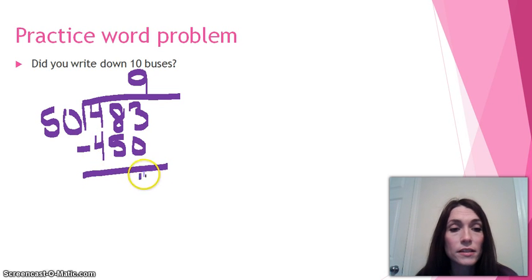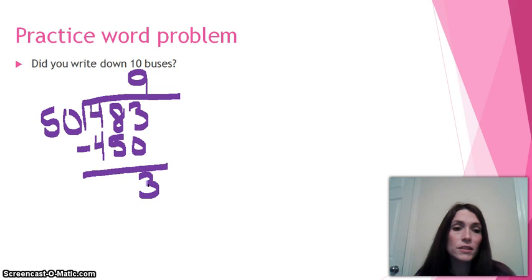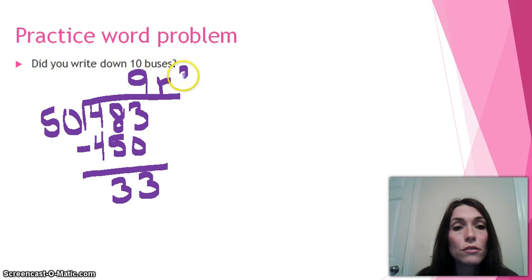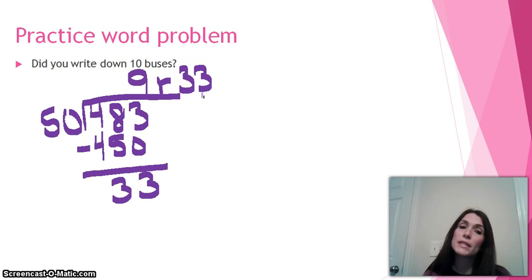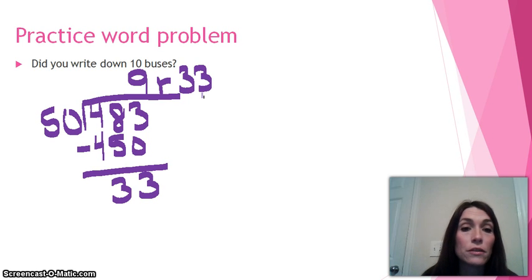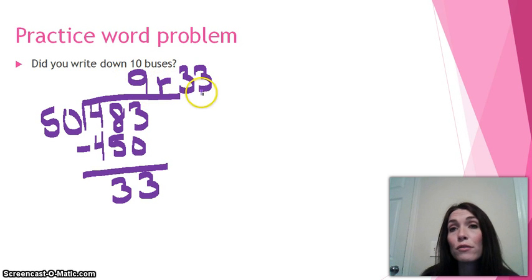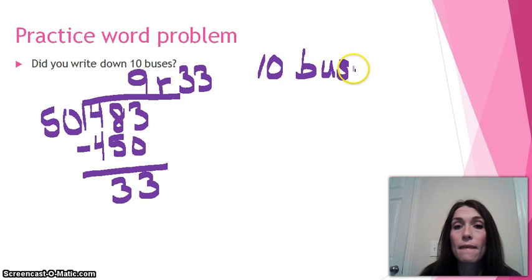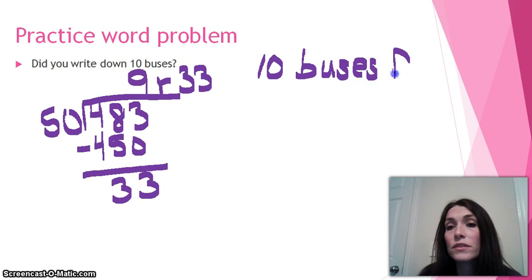I will subtract. And that gives me a remainder of 33, which is less than 50. So 9 remainder 33. But what question was it asking me? It was saying how many buses will we need to transport all 483 students? Well, 9 buses would be completely filled, but we'd still have 33 more students to put on a bus. So we would actually need 10 buses for the students.